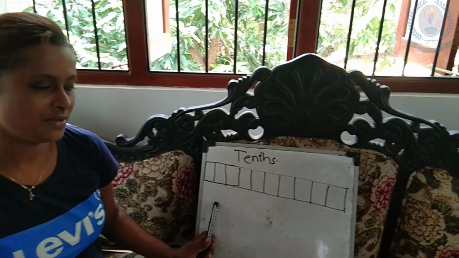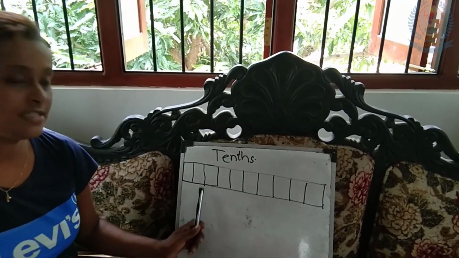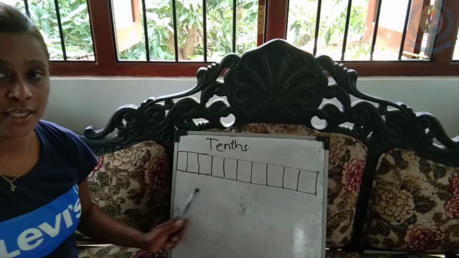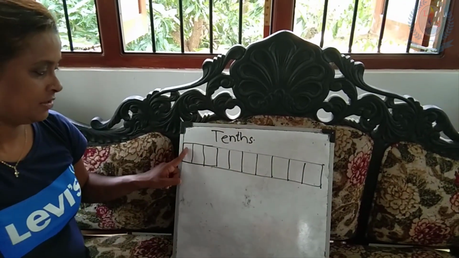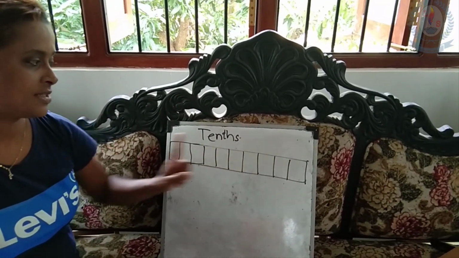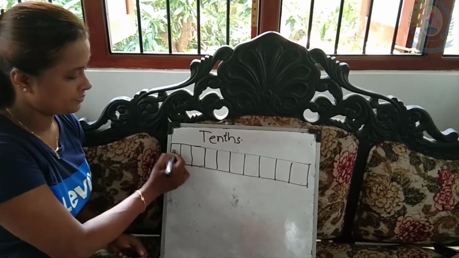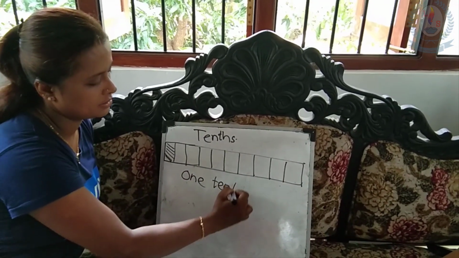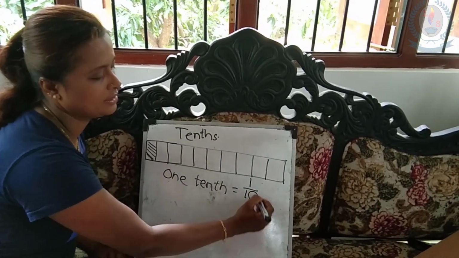Look at this diagram. There's a rectangle. The rectangular figure is divided into 10 equal parts. There are 10 equal parts. Each part is called a tenth. One part. There are 10 equal parts. One part is called a tenth, 1/10. Or we can write it as a fraction 1/10.